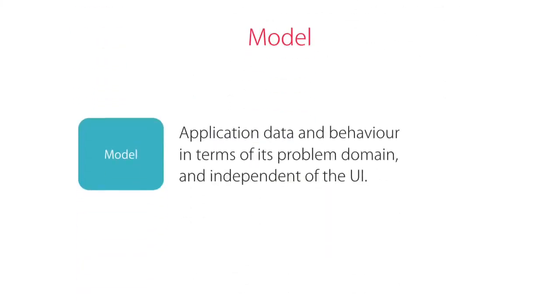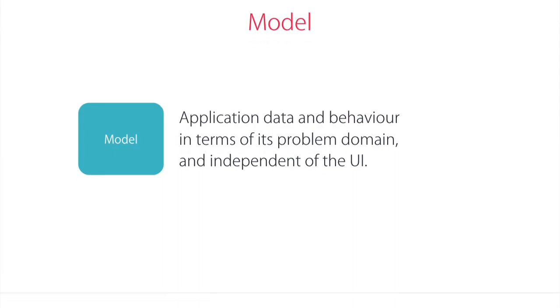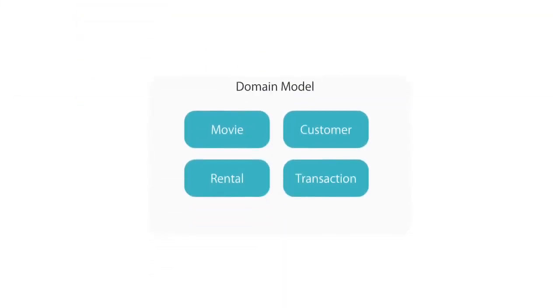In an MVC application, the model represents the application data and behavior in terms of its problem domain and independent of the user interface. For example, in our video rental application, our model will consist of classes like movie, customer, rental, transaction, and so on. These classes have properties and methods that purely represent the application state and rules. They are not tied to the user interface, which means you can take these classes and use them in a different kind of app like a desktop or a mobile app. They are plain old CLR objects or POCOs.